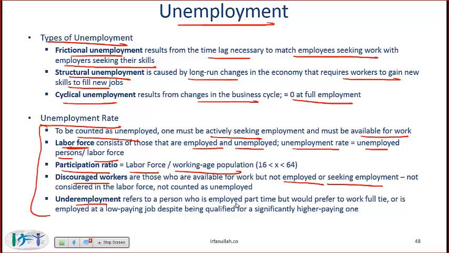Underemployed refers to a person who is employed part-time but would prefer to work full-time, or is employed at a low-paying job despite being qualified for a significantly higher-paying one. So I'm sure this won't happen to any of you, but say you get the charter and then after that you work as a bank clerk, then you would be considered underemployed.